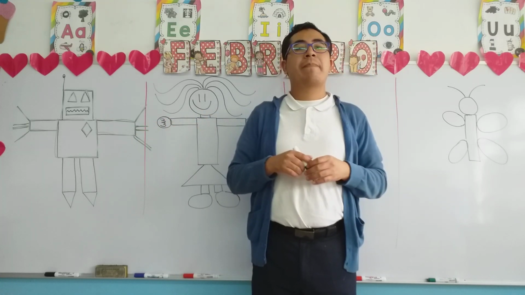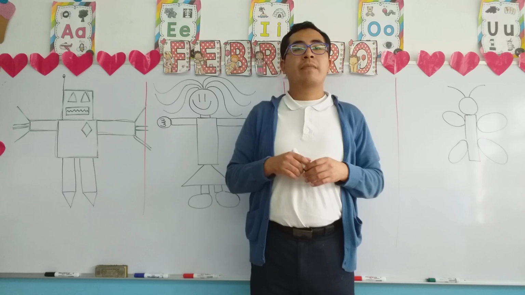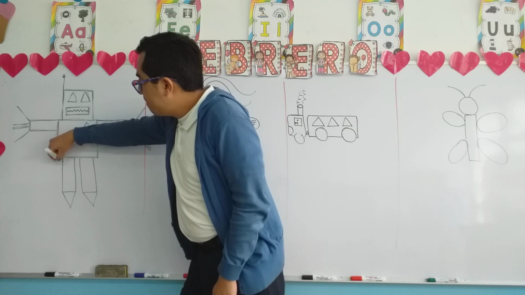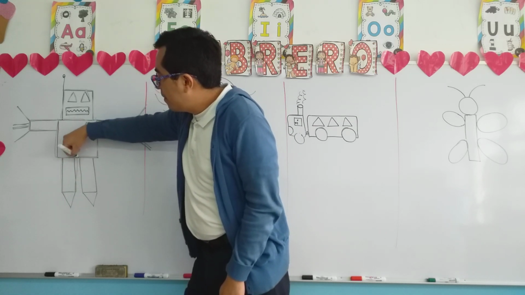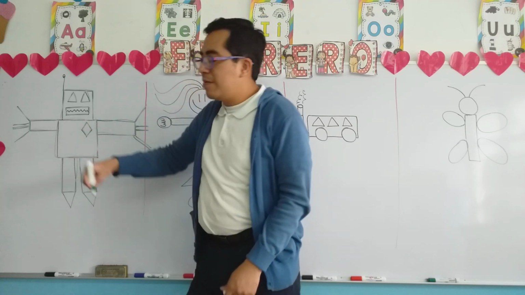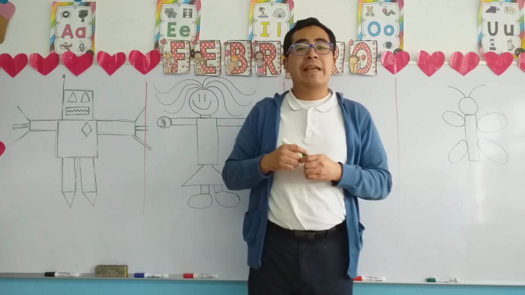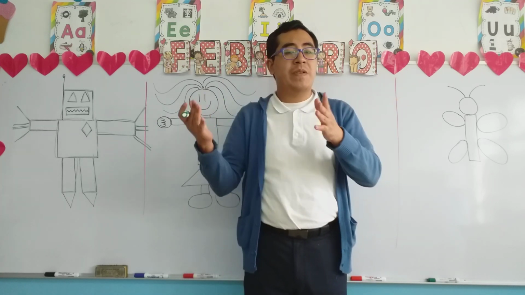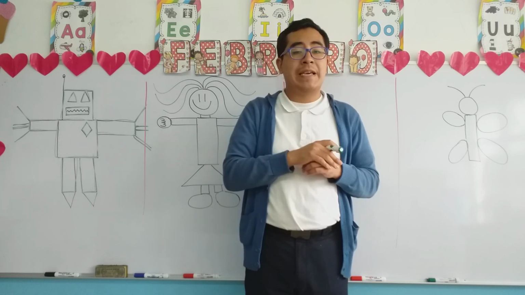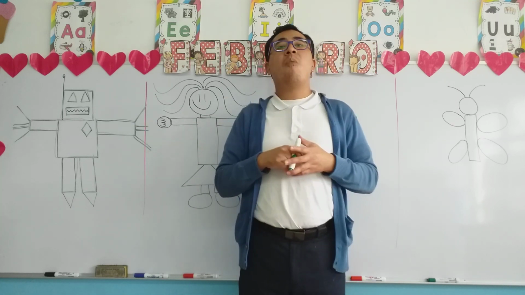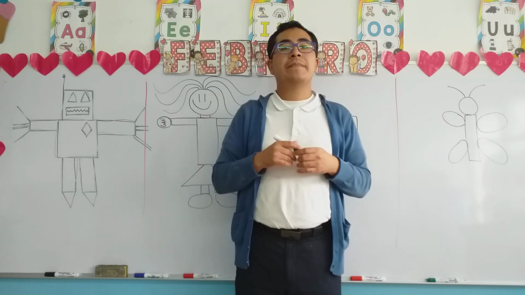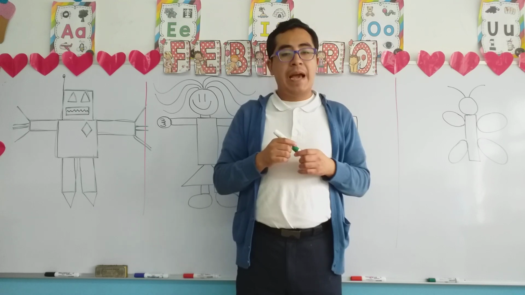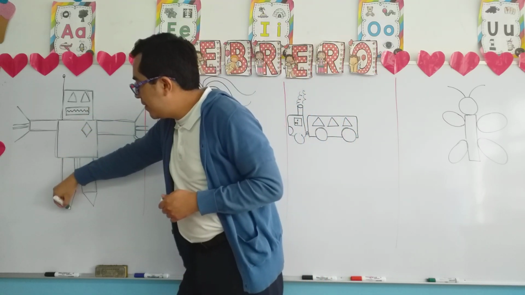¿Qué figura es? Rectangle. Very good. So, let's trace it. And finally, the feet of the robot. Remember, feet is a part of the body which in Spanish is known as pies. The feet of the robot, what geometric shape is it? Triangle, very good. And we trace it.